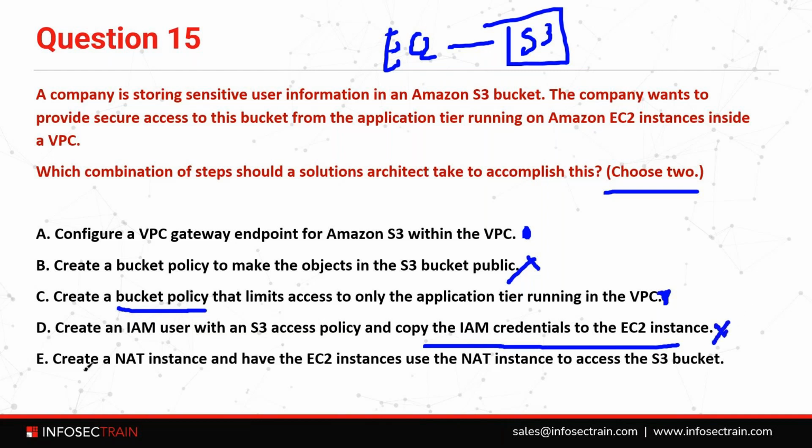Wrong. Okay, the E option: create a NAT instance and have the EC2 instance use the NAT instance to access S3. Definitely that will overcomplicate it. And again, the issue is that using a NAT instance, when the EC2 is communicating with S3, it is going through the internet, right? That's the case. We wanted to communicate privately.